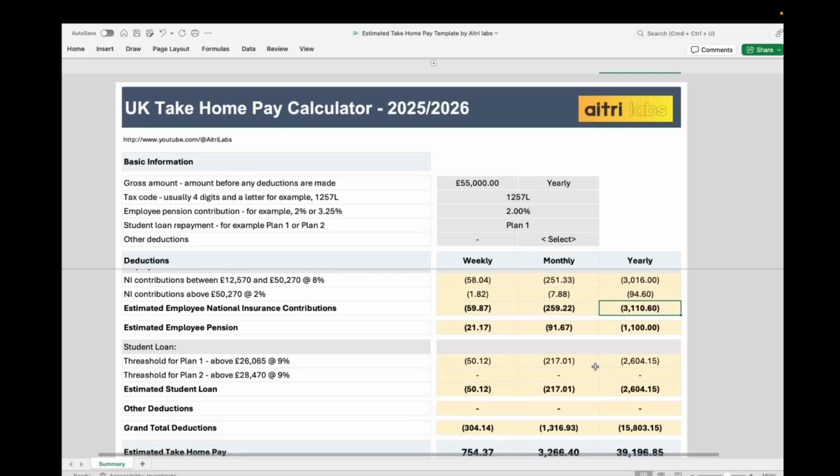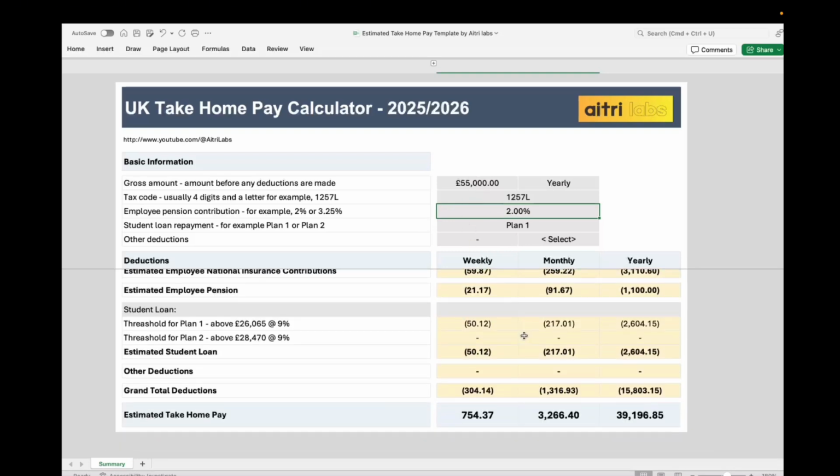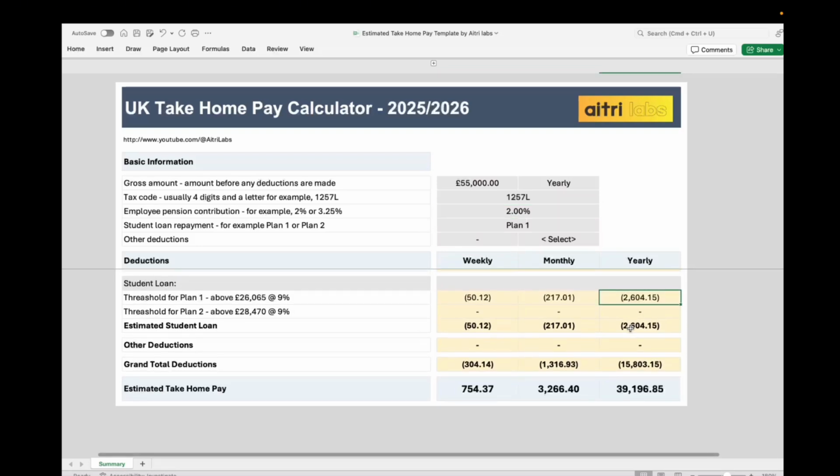Moving on, estimated employee pensions. That's just a percentage of your gross salary. In this scenario, that's 2%, £5,000. And then student loan. The threshold varies depending on the plan. Anything you earn above those thresholds, the deduction is at 9%. The 9% charge is on the difference between the 55,000 and the threshold for plan 1. We haven't selected any other deductions, so that section is blank.